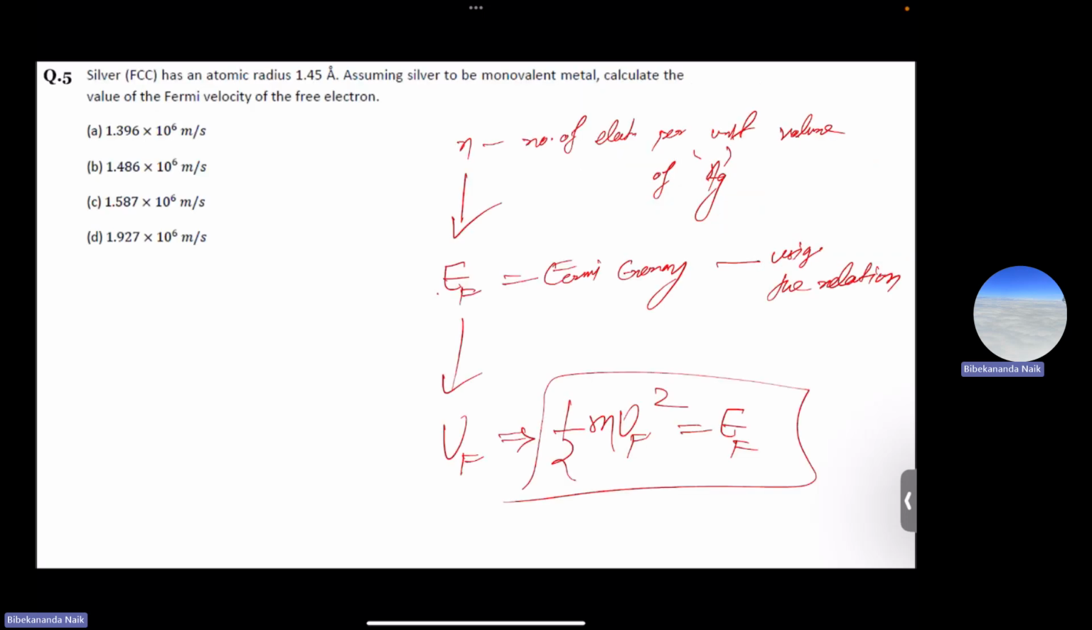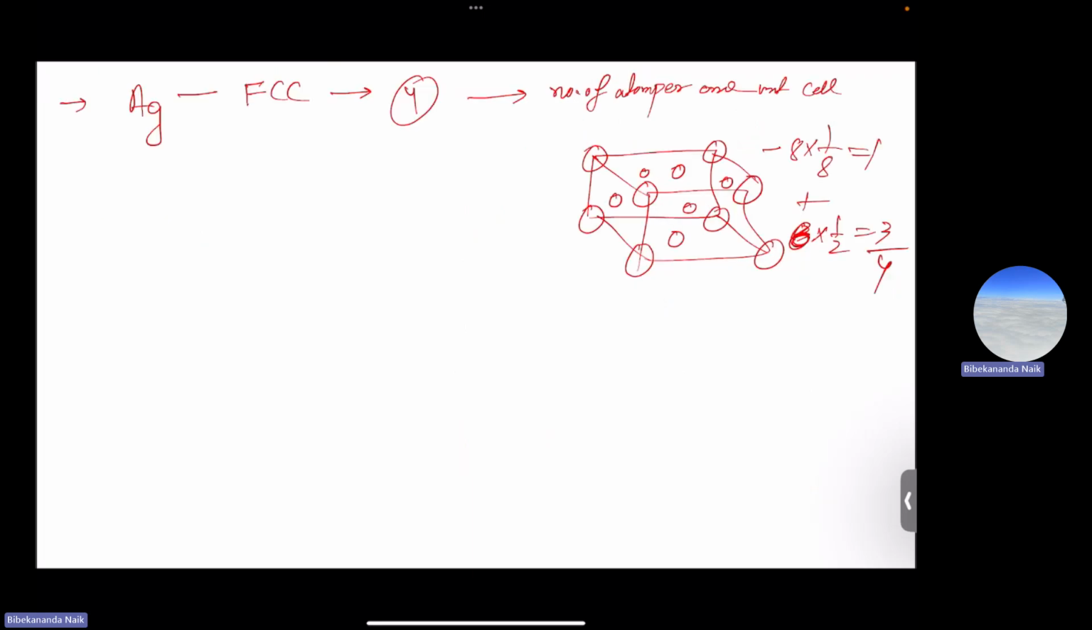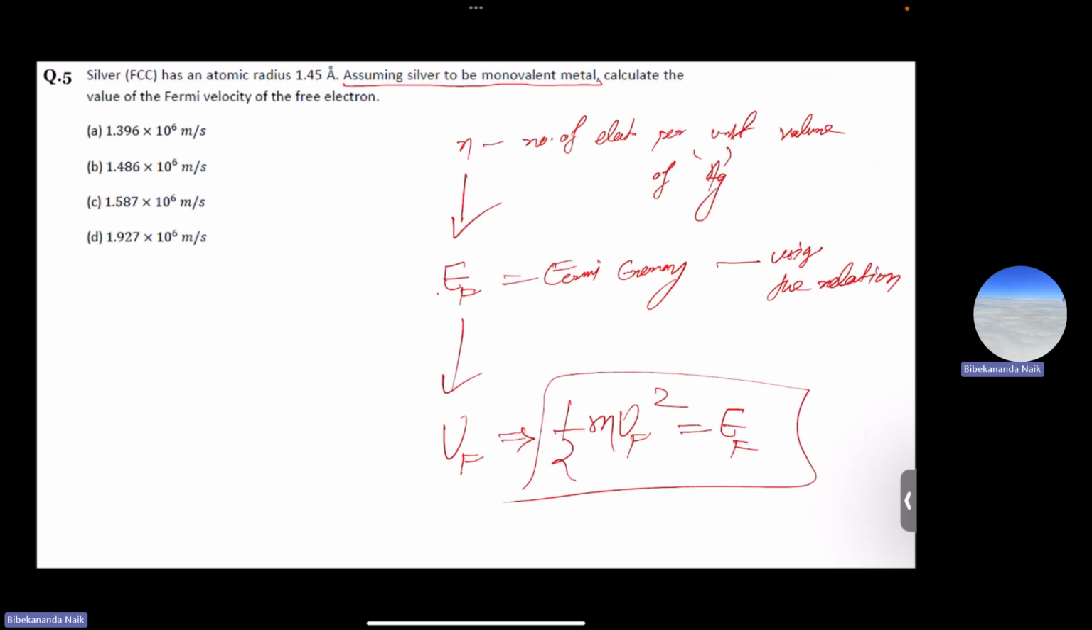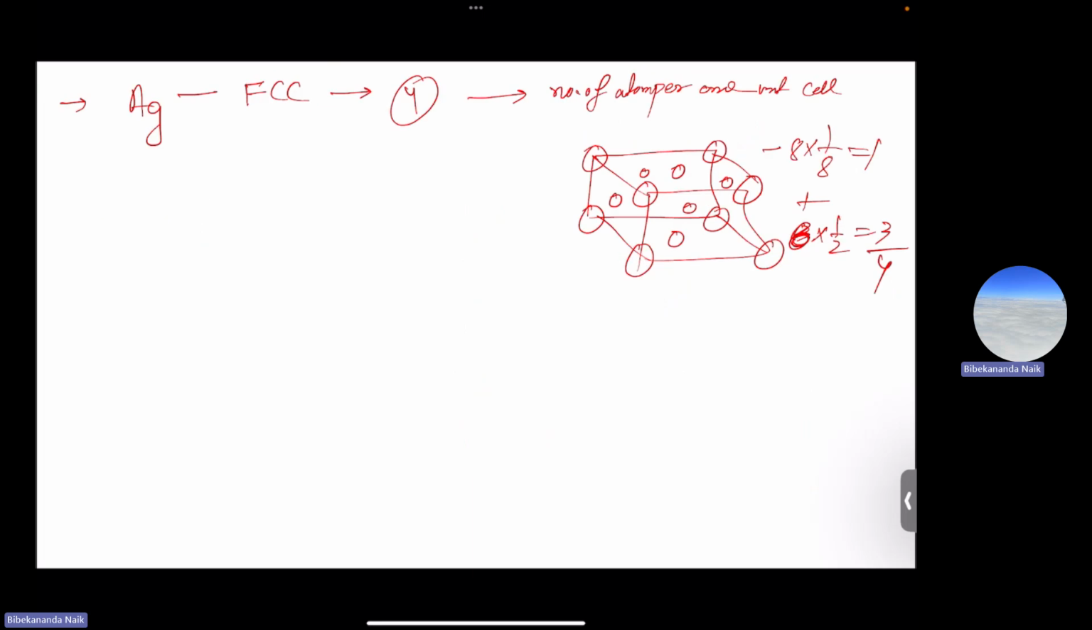And in the question it is mentioned, assuming silver to be monovalent metal. So monovalent metal means each silver atom contributes 1 electron for conduction. So each silver atom has only 1 free electron since it is monovalent. So for 1 unit cell, since there are 4 silver atoms, there will be 4 electrons.